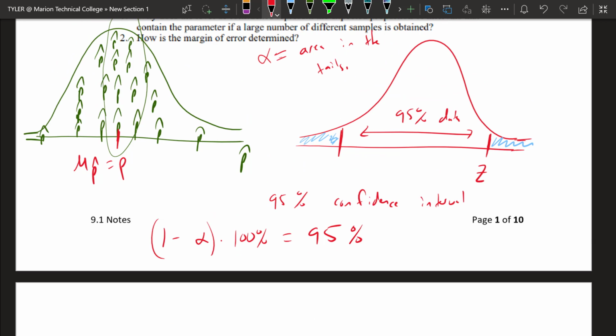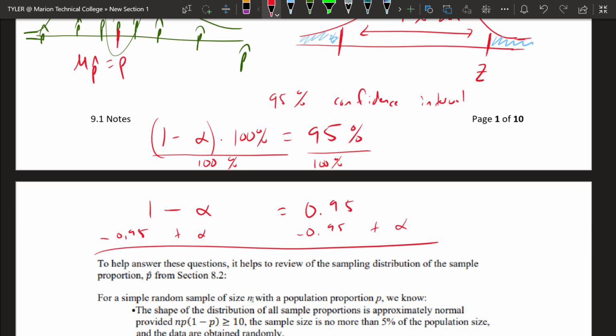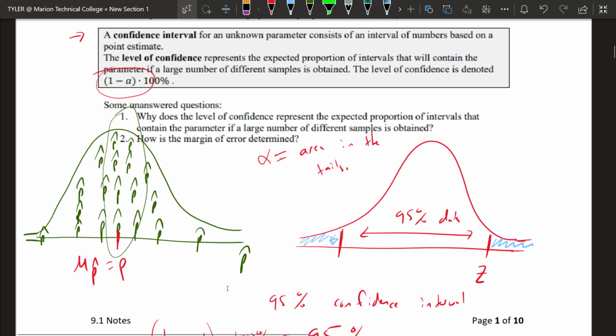Right, 95%. So then if I divide both sides by 100%, the percent symbols would cancel out, and 95 divided by 100 would be 0.95. So then you'd have 1 minus alpha left on the left-hand side. Right, and then I could add alpha to both sides, subtract 0.95 from both sides. So then what we're left with is 1 minus 0.95, which is 0.05, equals alpha, right? So the alpha value is the area in the tails, right, what I shaded in blue.